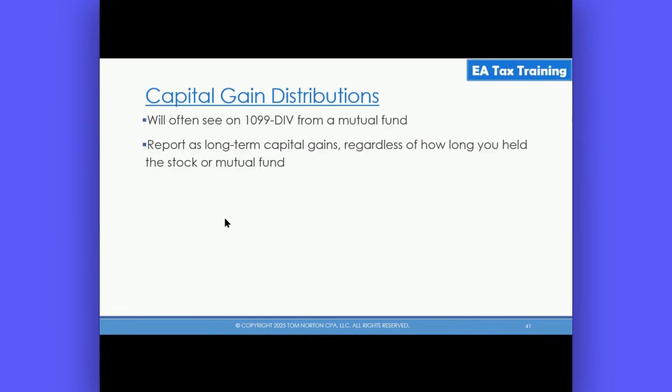Now, if you sell the mutual fund within a year, that gain could be short-term. So remember, there's two ways to have a capital gain. Well, if the way you had the capital gain from that mutual fund is you bought the shares of the mutual fund in January and you sold the shares of the mutual fund in July, well, that's obviously less than a year. So that gain or loss would be a short-term gain or loss.